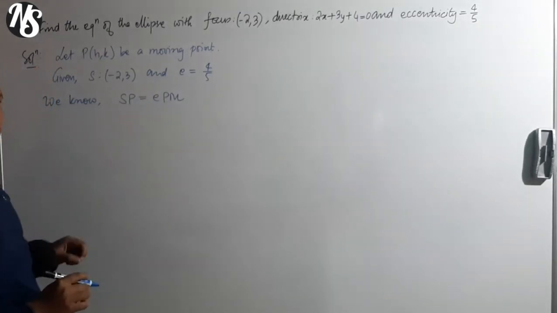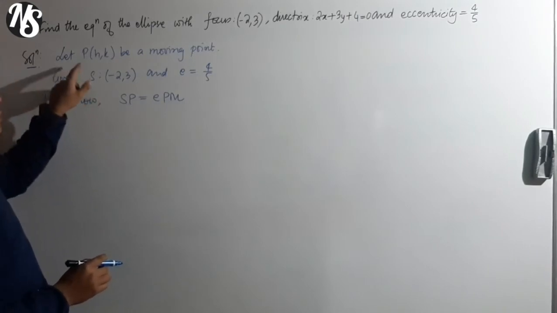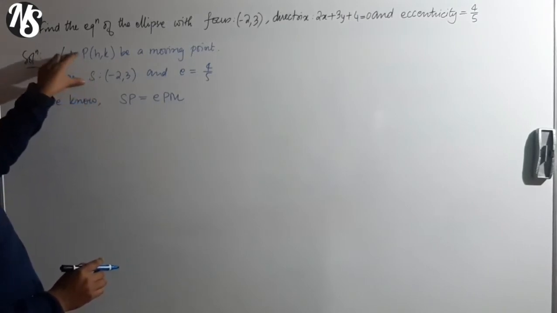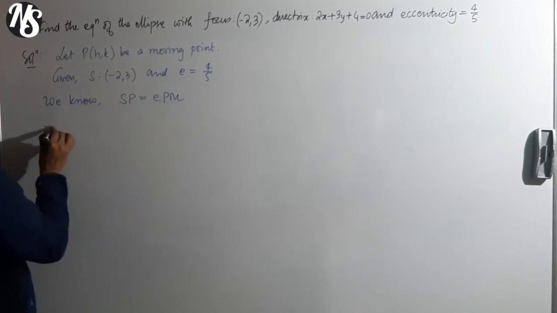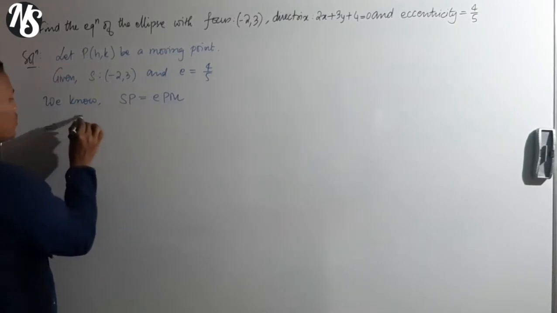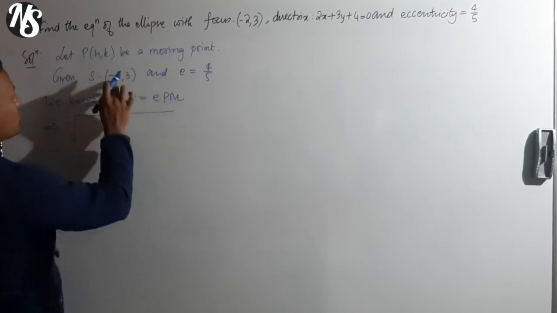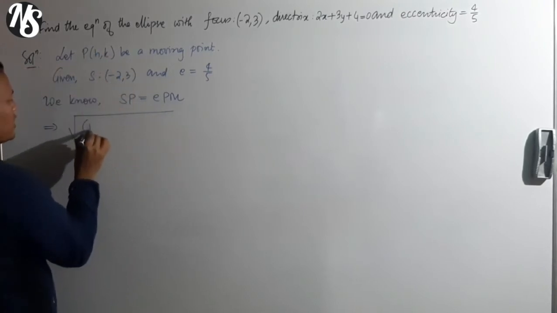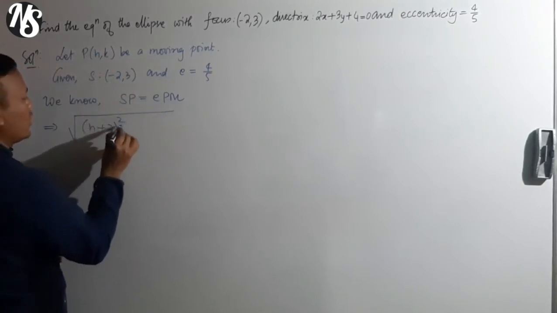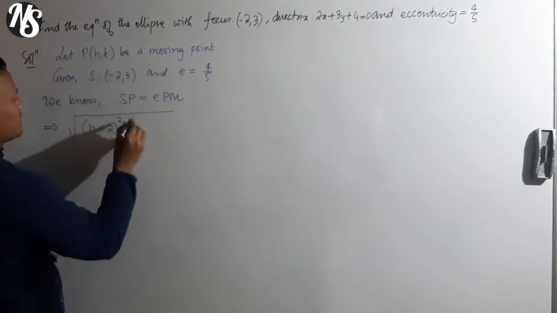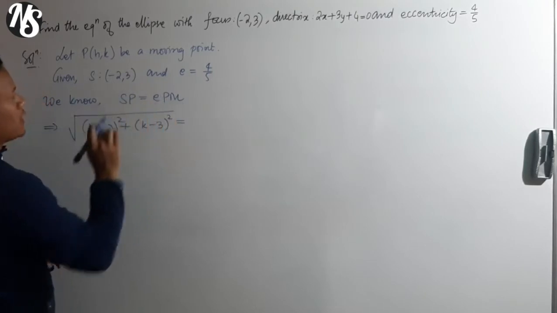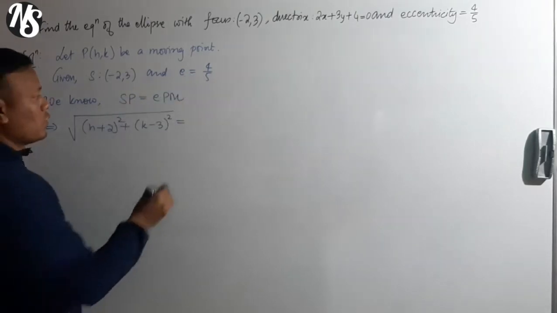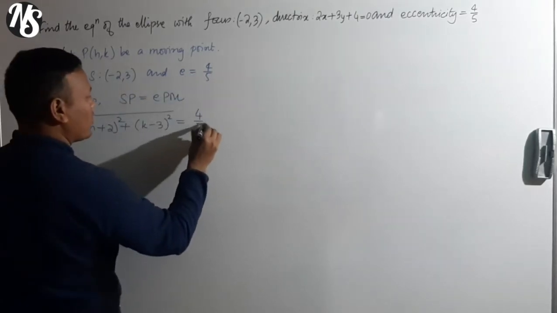Now what do you mean by SP? We have the coordinates for S and for P, so we can find SP. Using the distance formula, SP will be equal to the square root of (h minus (-2)), that is (h + 2) whole square, plus (k - 3) whole square, equals e. Now how much is e? e is 4/5, isn't it?